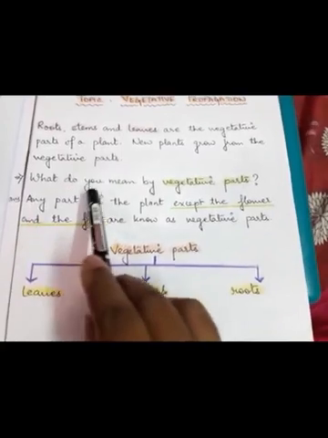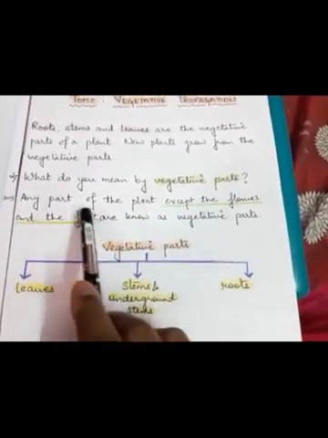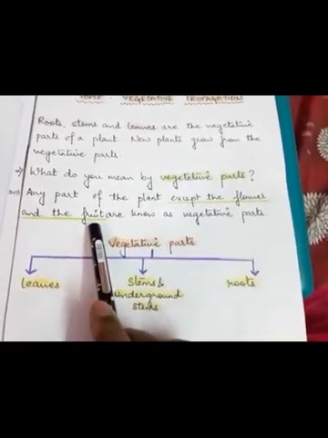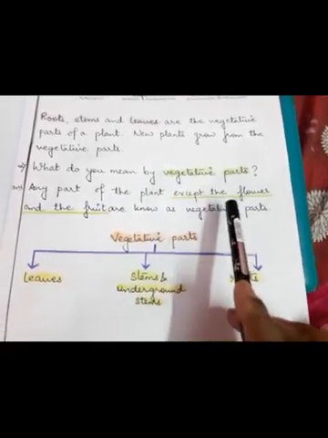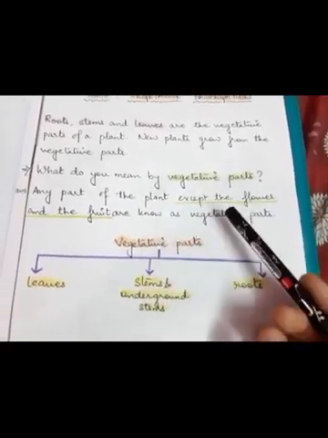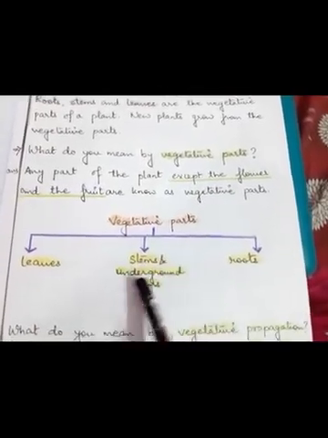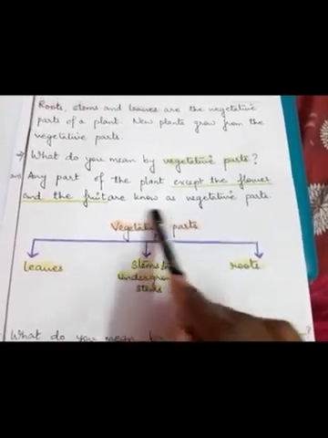So what do you mean by vegetative parts? Any part of the plant except the flower and the fruits is known as a vegetative part. So you have to leave the flower and the fruit. So what is left? That is leaves, stems, underground stems and roots. So these are the vegetative parts.